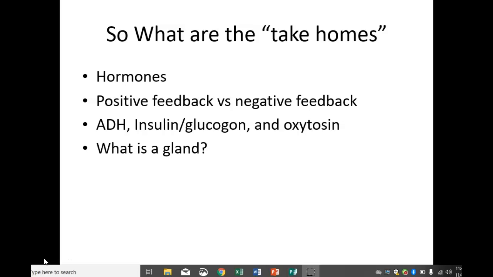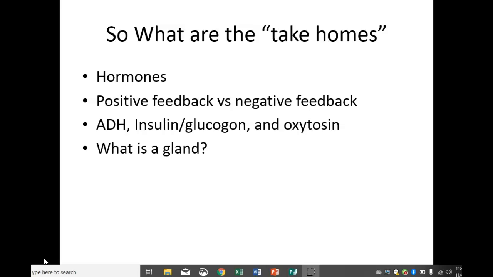You can have positive feedback mechanisms and negative feedback mechanisms, where the response is going to increase the amplification of the signal, and that's positive feedback, or if it stops the signal, then that's negative feedback. You should know what ADH is and how it works. You should know the difference between insulin and glucagon and in what conditions those are released. And you should know oxytocin as an example of a positive feedback mechanism.